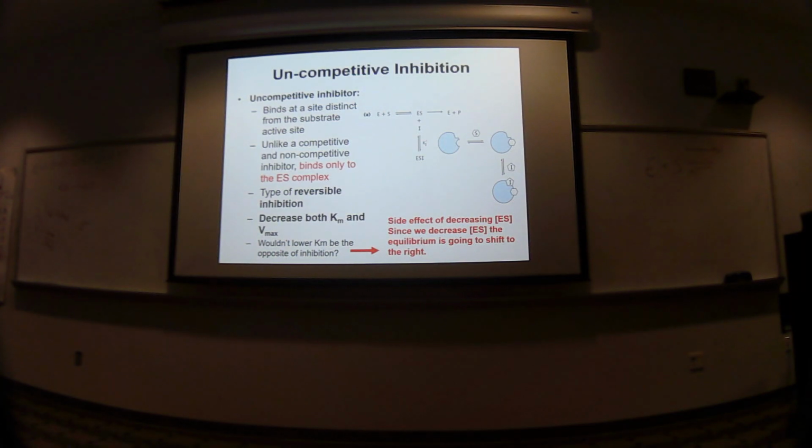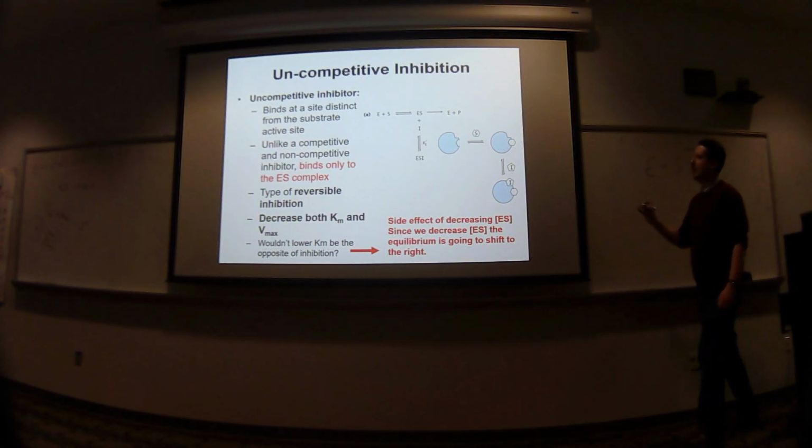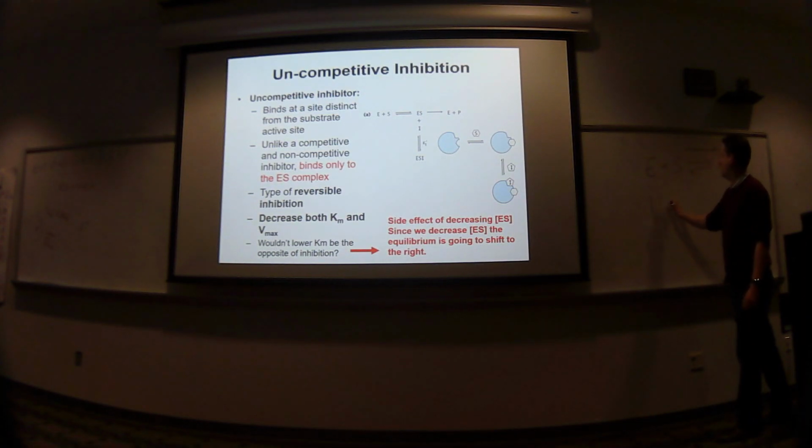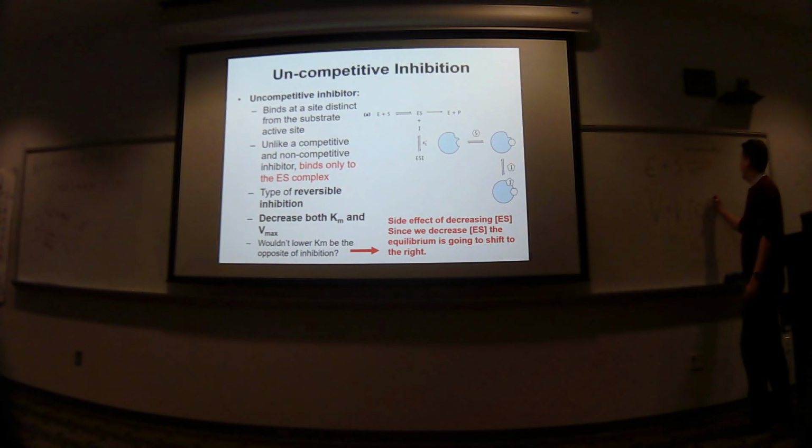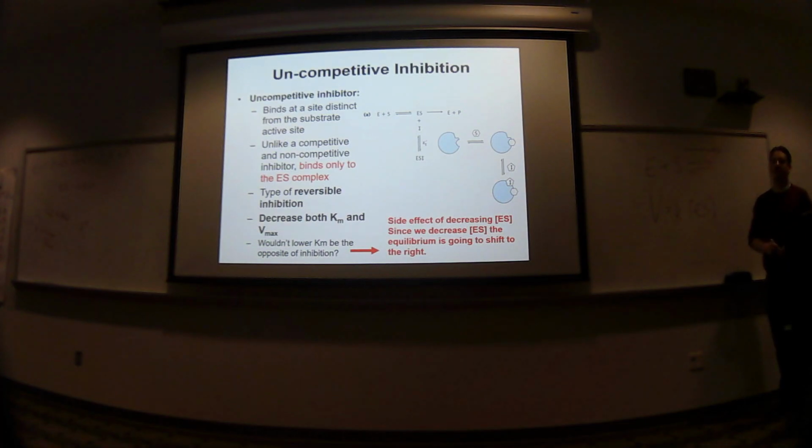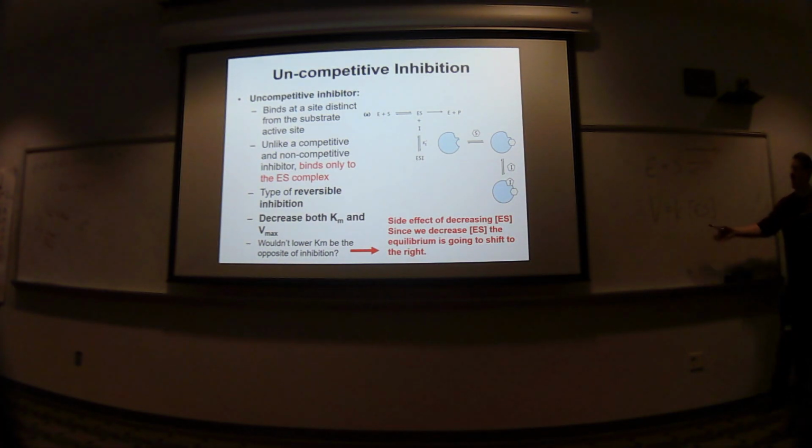So Km is increased because of that. But if we go to the old thing, V equals K multiplied by the substrate. Well, K is not going to change, but when the inhibitor has bound to ES, it decreases the level of ES, so it's going to decrease the level of V.